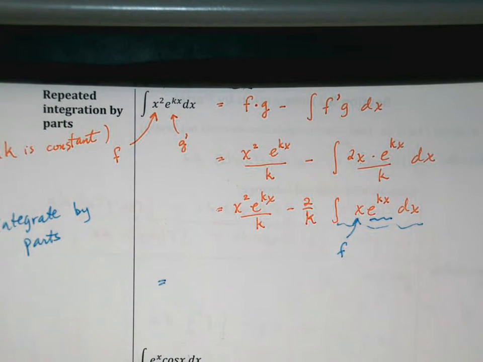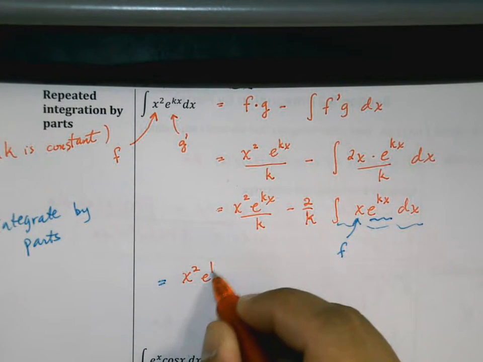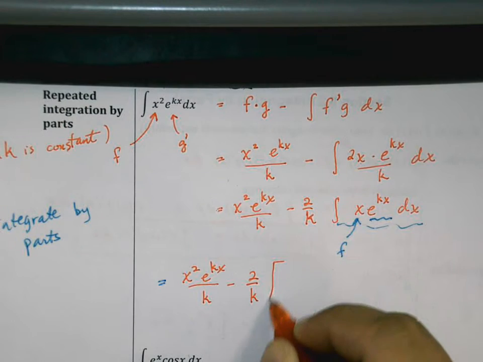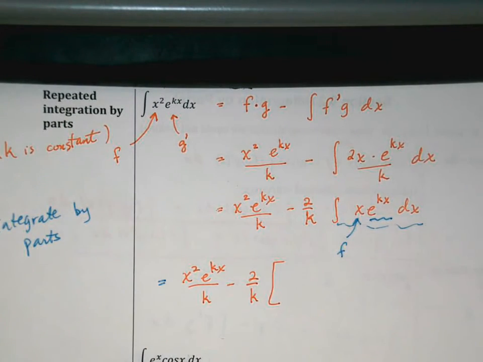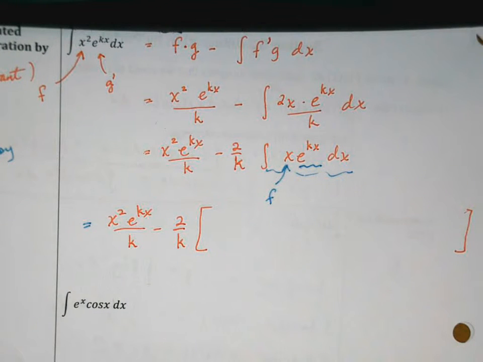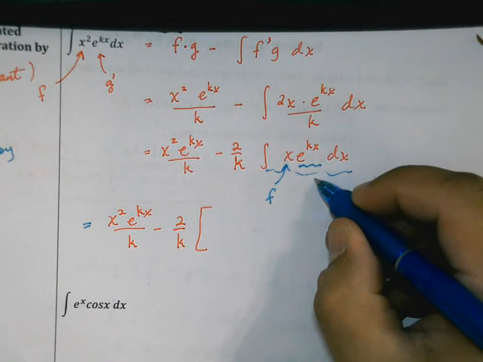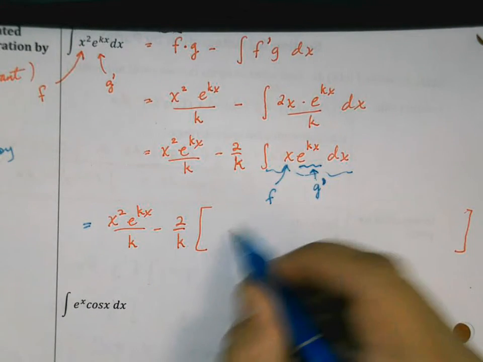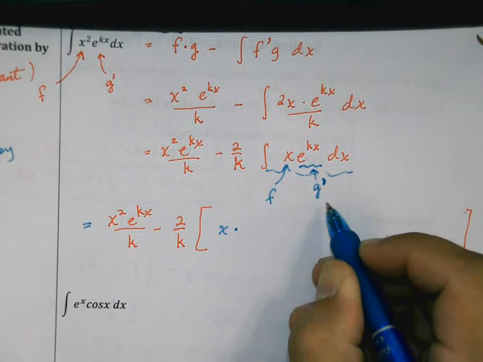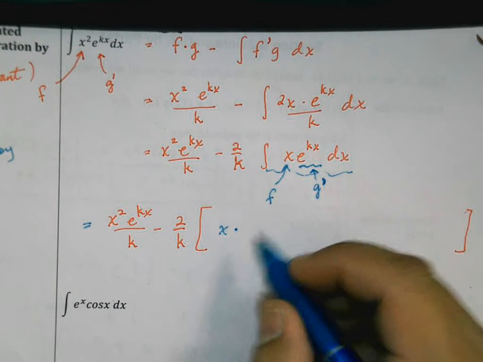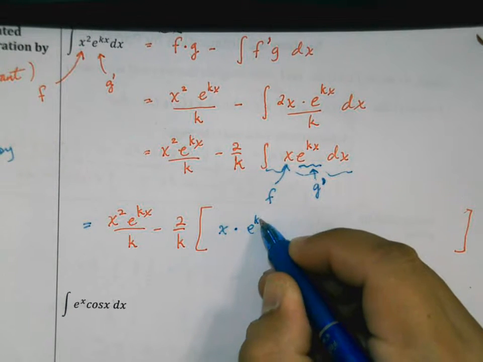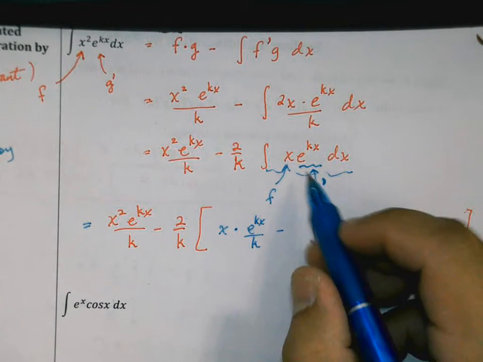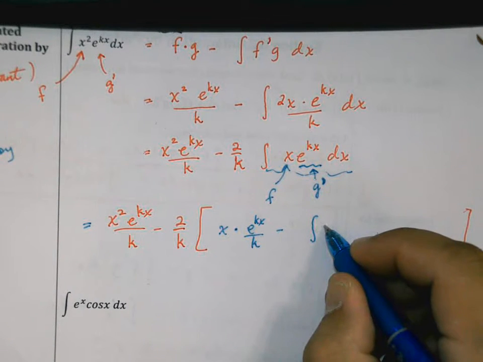So let's make sure we get all this stuff in line. x squared e to the kx over k minus 2 over k. And now our integration by parts will happen inside of these square braces. So this part here is g prime. We're going to start with f times g. f is x times g. Since e to the kx is g prime, we have e to the kx over k minus the integral of f prime. Since f is x, f prime is 1.